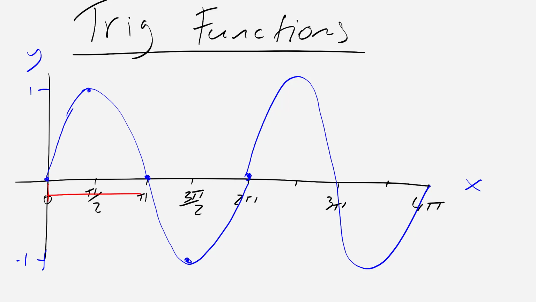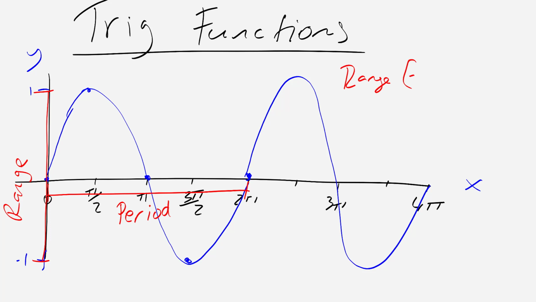The period is the length of one full repetition, and the range has to do with the y values. The range is the difference from the lowest value to the highest value. In this graph, the range is from -1 to 1, and the period, the length of one full repetition, is 2 pi. So that's the function y equals sine x.